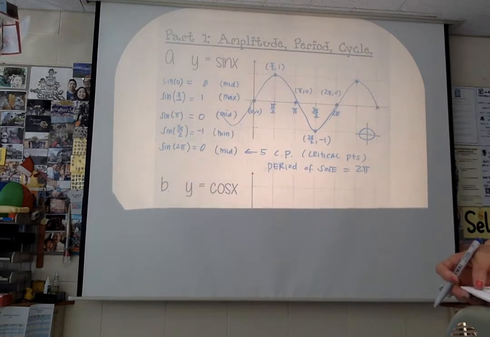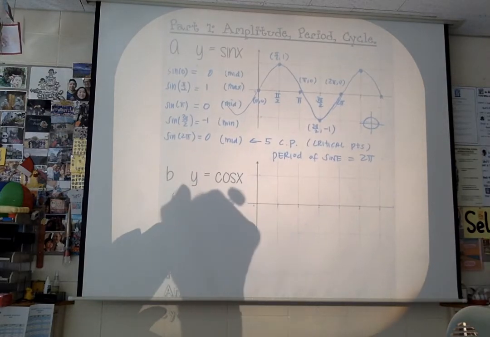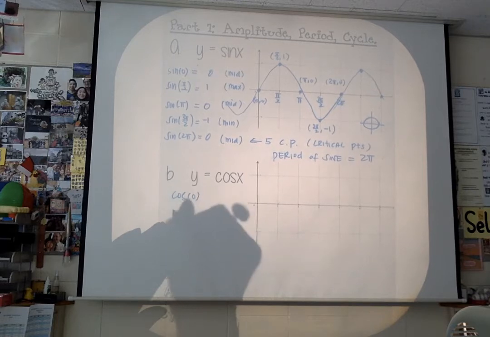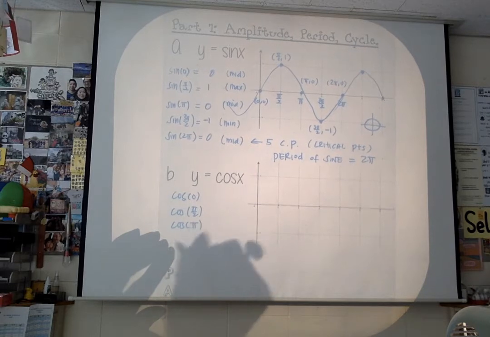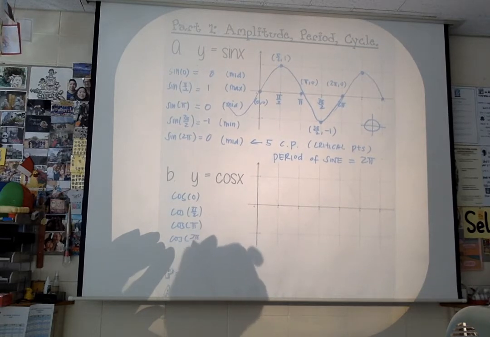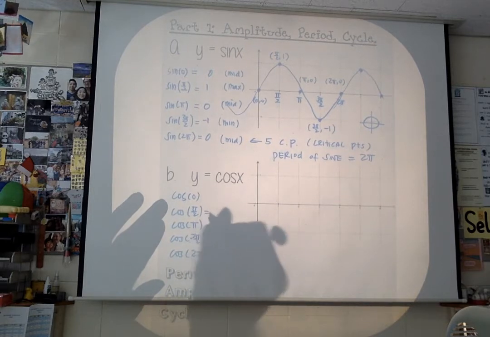All right, let's go to cosine now. We're going to do cosine the same way, by plugging in values. What's cosine of 0? Go ahead and do that for me. Cosine of pi over 2. What's cosine of pi? What's cosine of 3 pi over 2? What's cosine of 2 pi? Go ahead and do that for me.